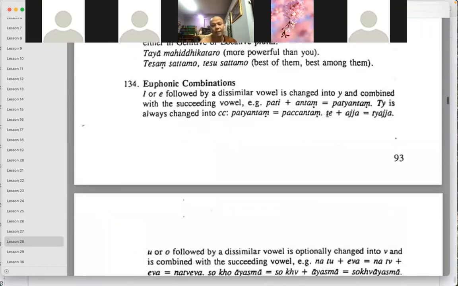So de means they. But ajja means today. Yes, it means today. But joined together, they don't convey any new meaning. Just their individual meanings are taken.